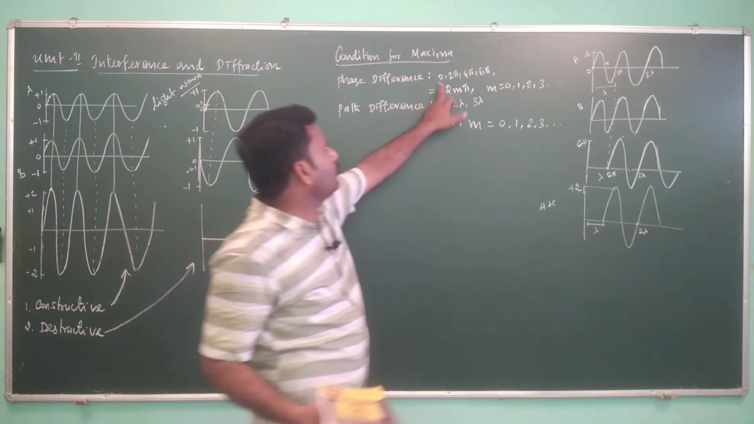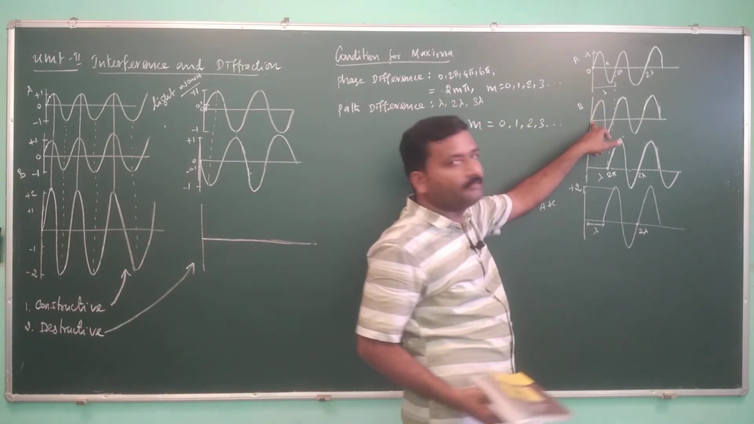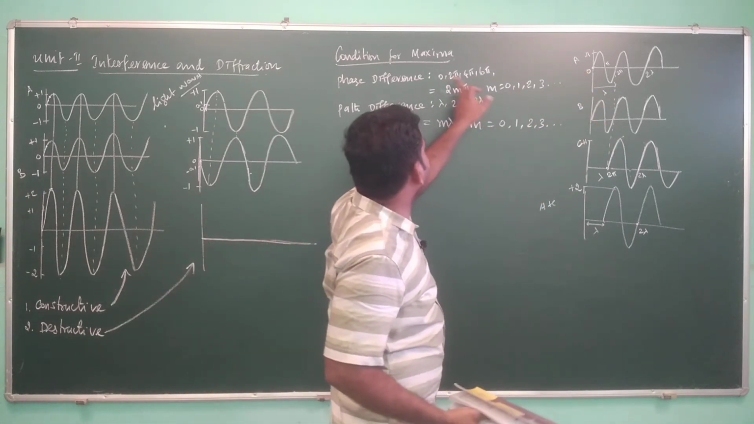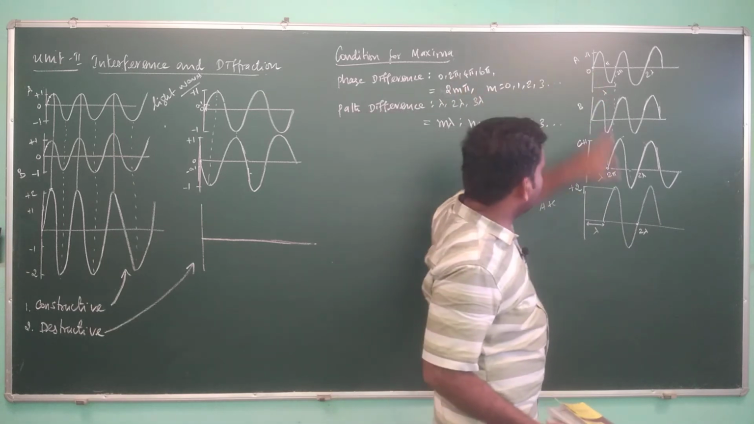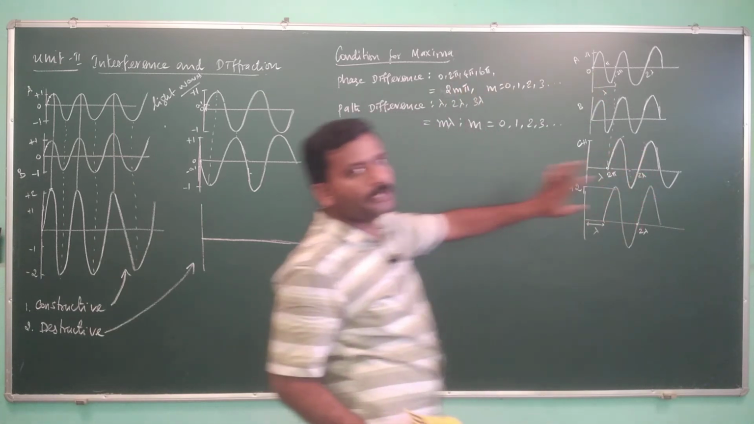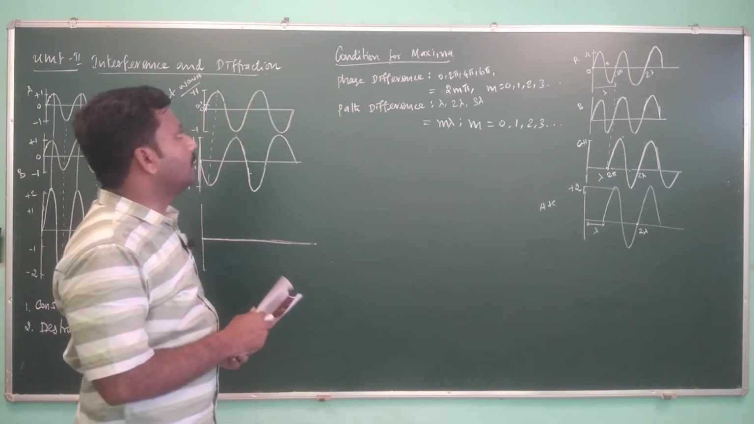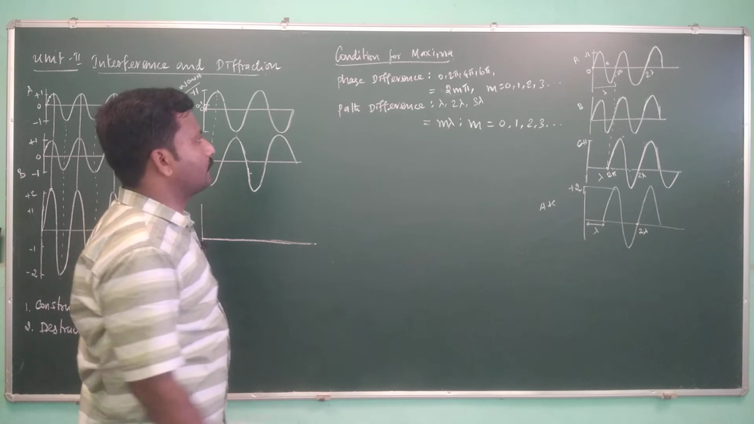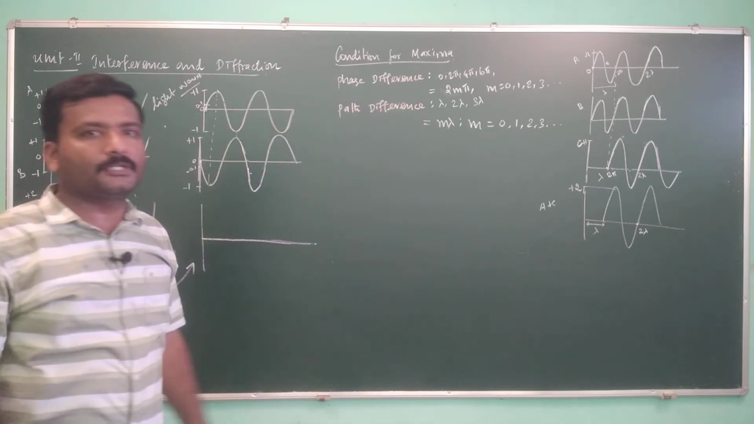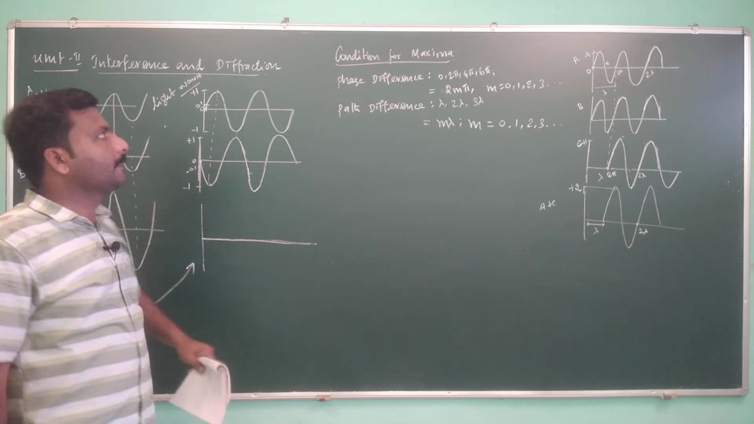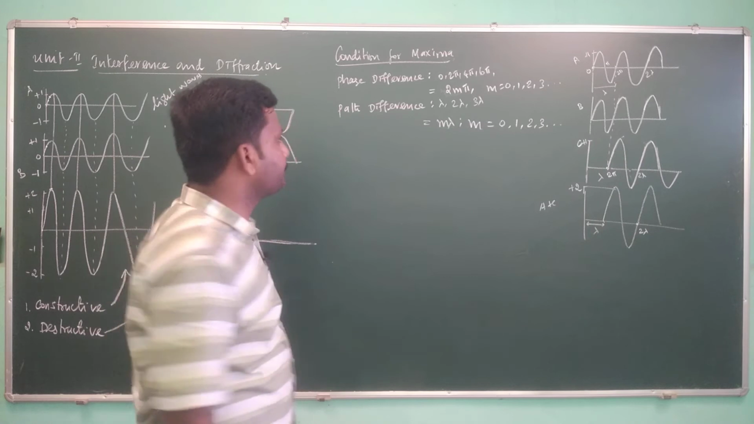If m equals 0, then the phase difference will be 0 between the two interacting waves. When m equals 1, it becomes 2 into 1, 2 pi. So for this wave and this wave, if the phase difference is 2 pi, then we will get maximum intensities, that is constructive interference. So this is the condition for phase difference and path difference between the two interacting waves for constructive interference, or for maxima to happen.